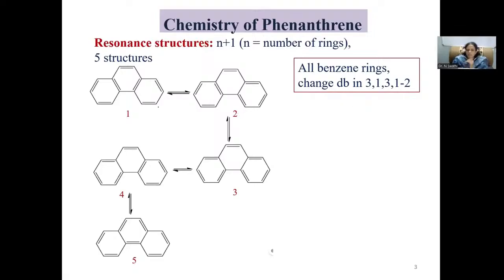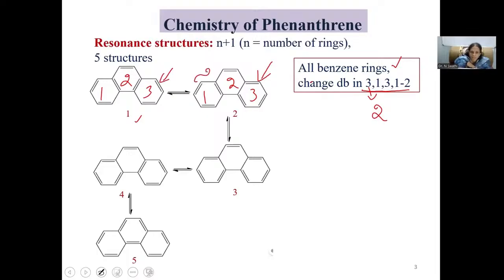How can we make the second resonance structure from the first? Let us label these aromatic rings as 1, 2, 3. What I have told: in the first resonance structure, give all benzene rings. This is the first resonance structure done. Now to write the subsequent resonance structures, change the double bond position in this order. That means to write the second resonance structure, change the double bond position in only the third aromatic ring. Keep the other 2 aromatic rings the same as in the first resonance structure.